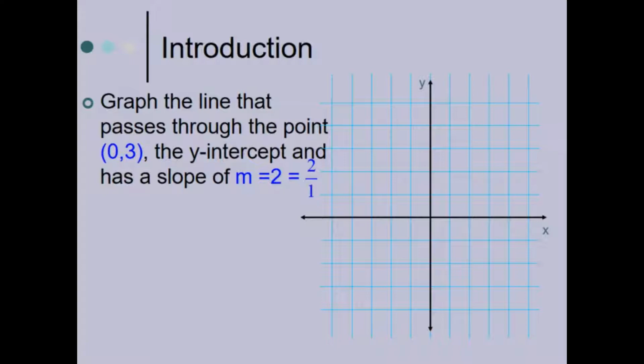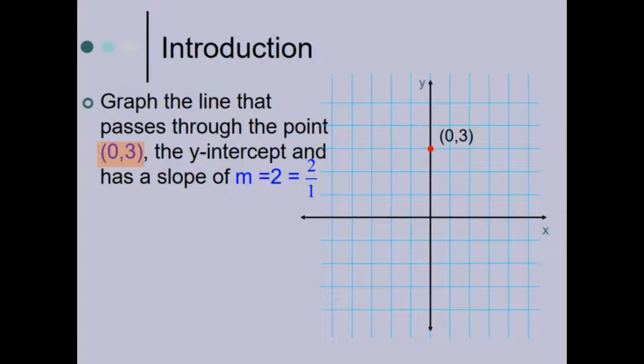To begin, we will graph the y-intercept. The y-intercept is a point of the line that intersects the y-axis, and we see with this point having coordinates (0, 3) that in fact the point is located on the y-axis.